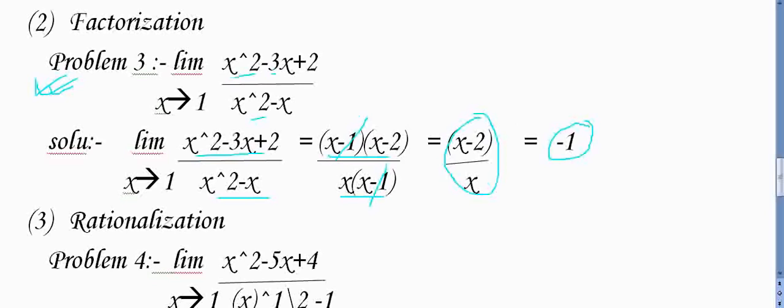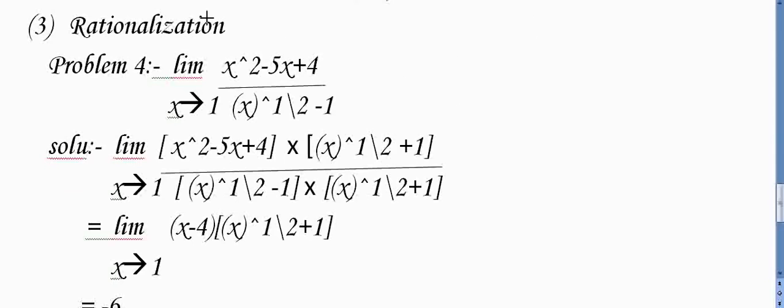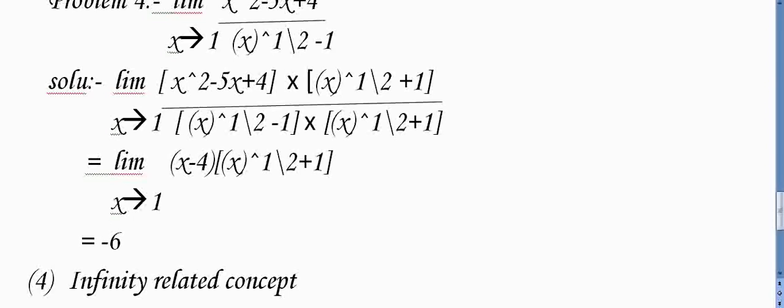Simple. Now rationalization. Okay, what is rationalization? You all know that by multiplying a constant in the numerator and denominator, and after it gets cancelled, this process is called rationalization. So we are using that same process here. Limit (x square minus 5x plus 4) by (x to the power 1/2, that is, root under x minus 1). We multiply root under x plus 1 in the numerator and denominator, and after solving we get x minus 4 and root under x plus 1. You solve this and get this, and here we put the value of x and we get the required answer minus 6.